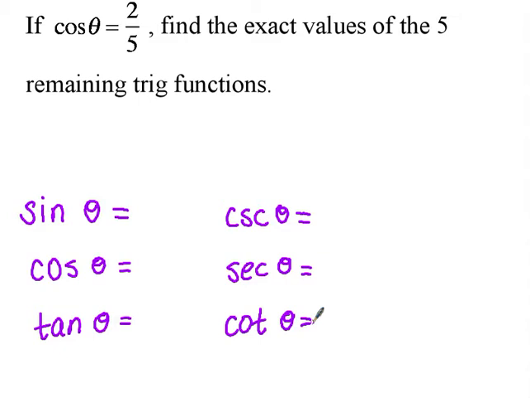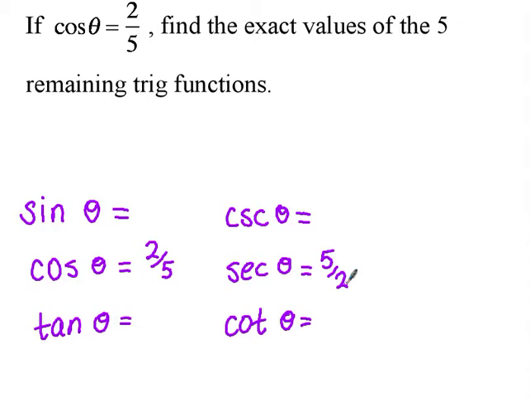Okay, we can already fill one of them in. Cosine is 2/5, which means that secant, you were right on track, 5 over 2. So there you go, you've already got one of the 5 done. Okay, you should always be able to get one of the 5 on these problems, always.